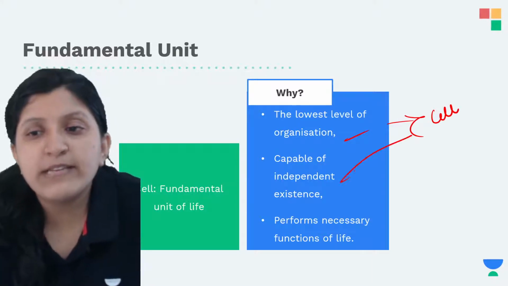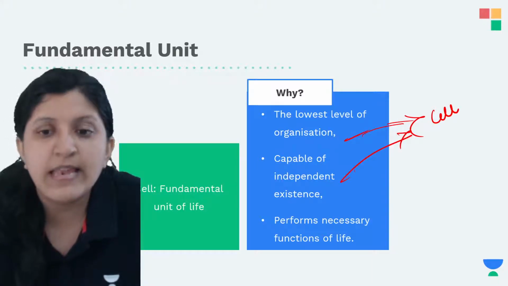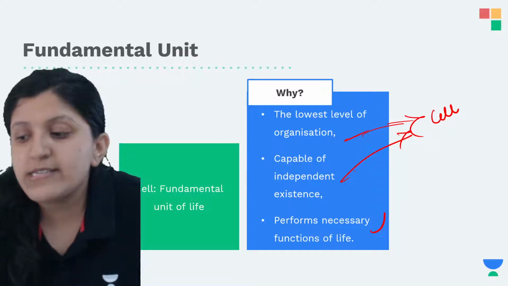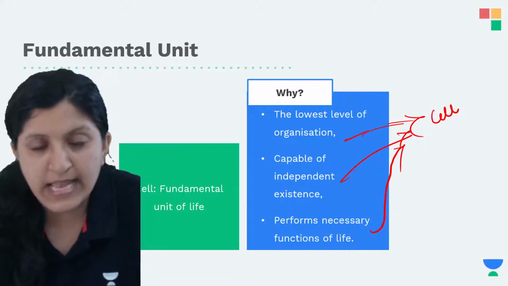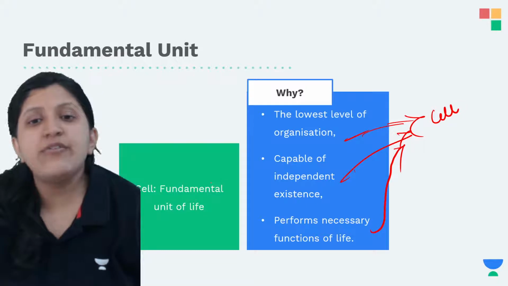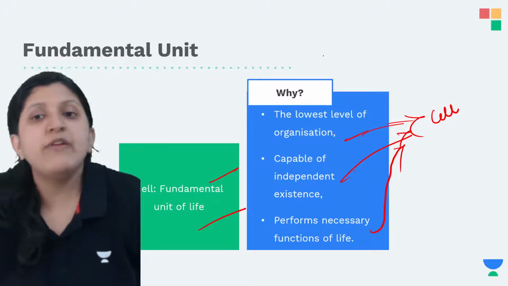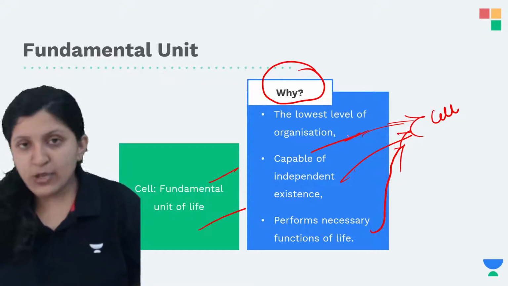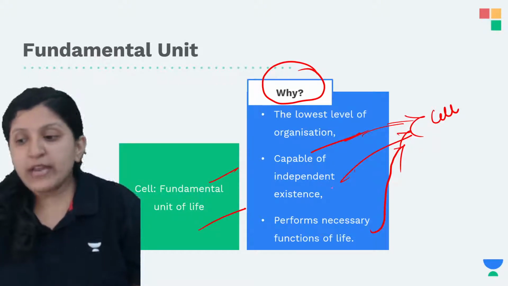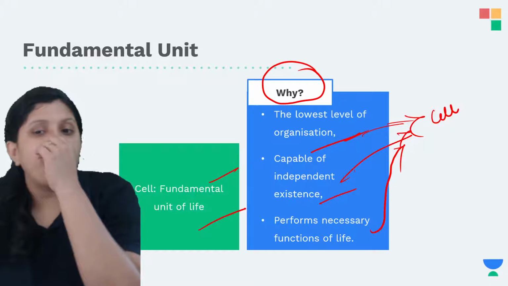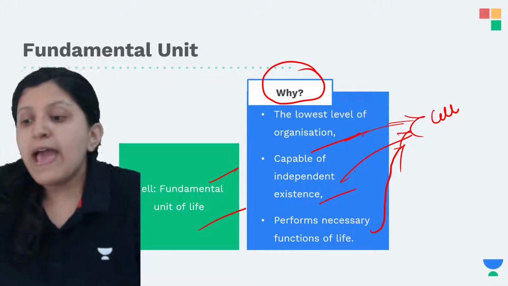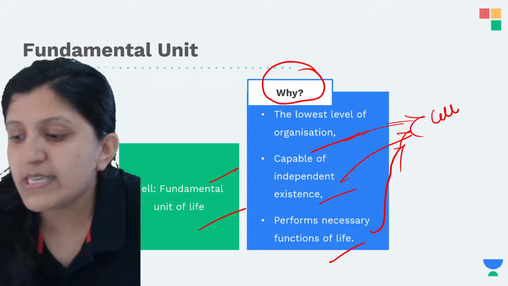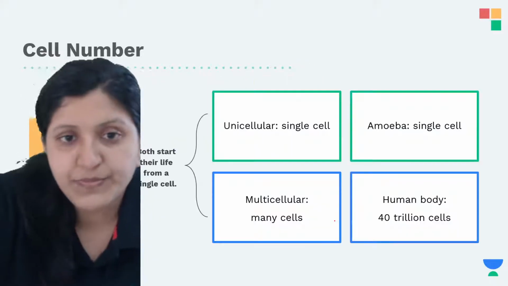Who is capable of independent existence? The cell alone. Who performs the necessary functions of life? The cell alone. So the cell is the fundamental unit of life. Why do we call this a fundamental unit? Because it is the lowest level of organization, it is capable of independent existence, and it also performs the necessary functions of life.